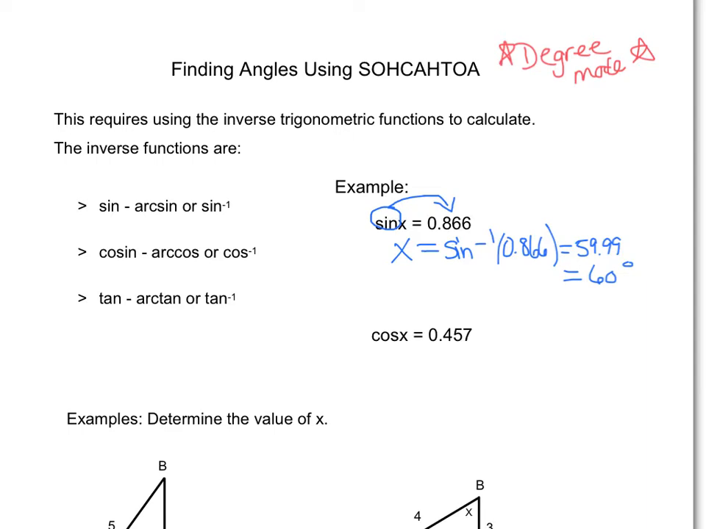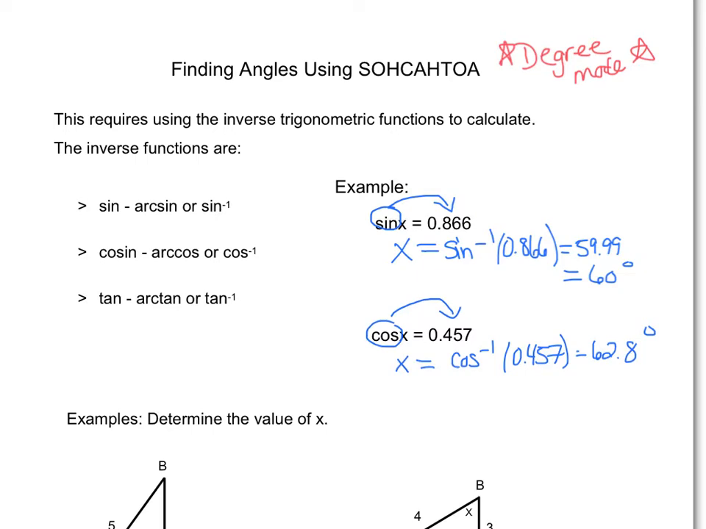Try it now with cosine. So we have cosine of an angle equals 0.457. We're going to get x by itself. To get x by itself, we basically need to do the opposite of cos and bring it over here. So it becomes cos -1 times 0.457. Do that on your calculator, please. If you're putting it in correctly in your calculator and you are really in degree mode, then you should be getting this number, 62.8. And it's degrees since we're finding an angle.